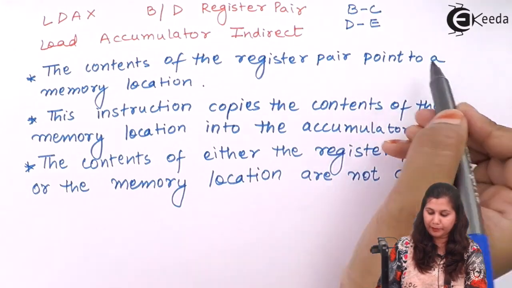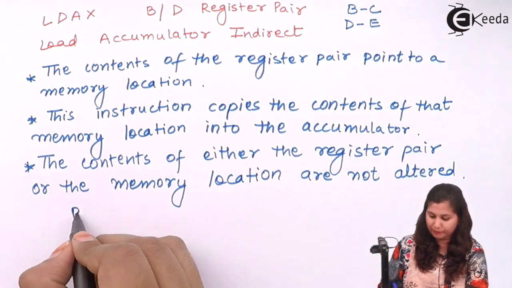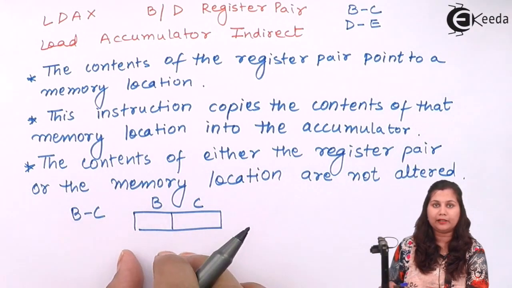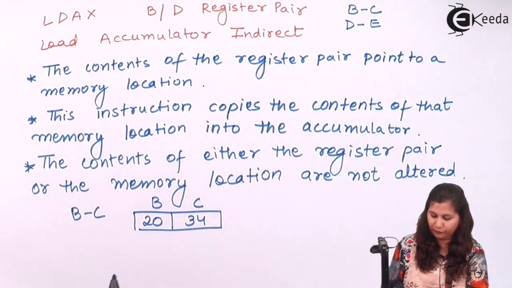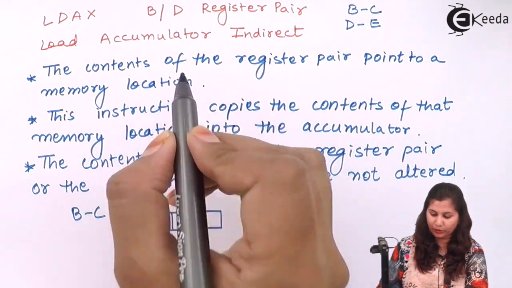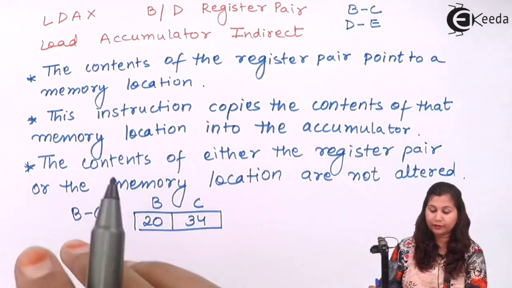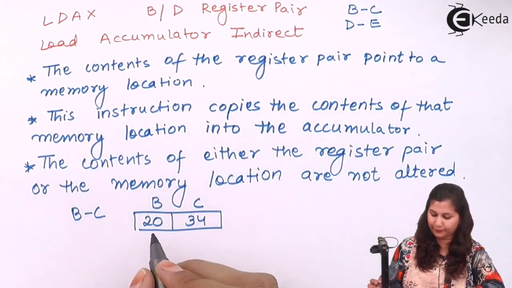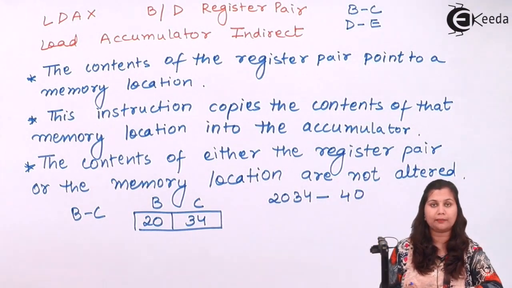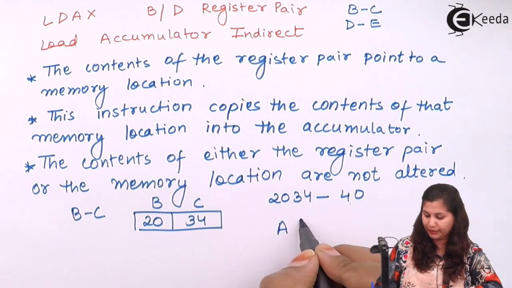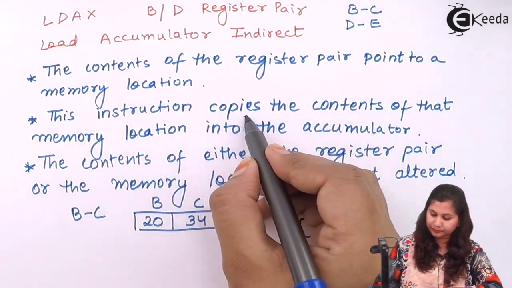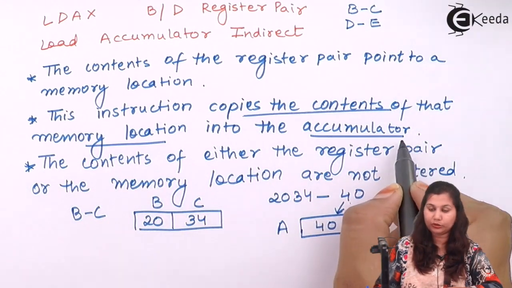So the contents of the register pair point to a memory location. Suppose we are using BC, so the BC register pair will have a memory location in it. Suppose we have 2034, this memory location is being saved in the BC register pair. So it points to a memory location. This instruction will copy the content of that memory location into the accumulator. Now at this memory location 2034, a number is being stored. Suppose 40 is stored there. So this number will be copied into the accumulator. So 40 gets copied into the accumulator.